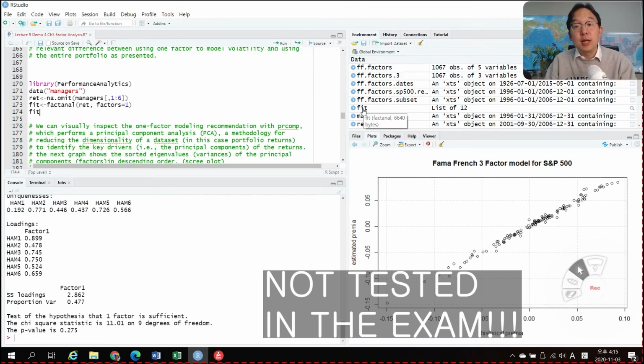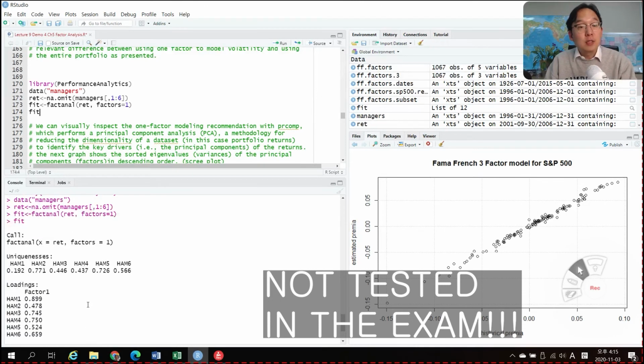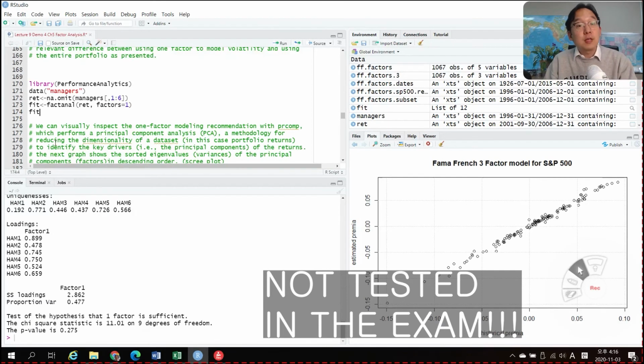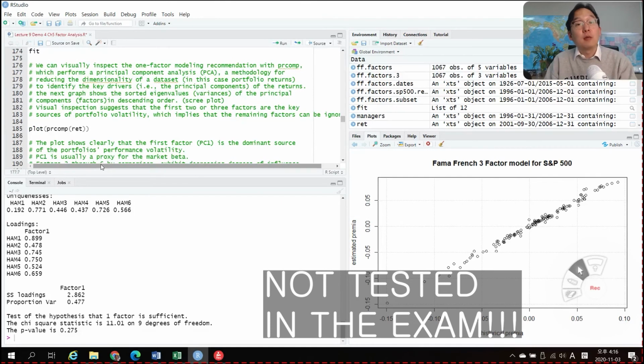Yeah, that's this guy, a list of 12 things, so that you see the factor analysis over here, right? Return factors, one factor that we specify, we want to summarize it into one factor over here. Uniqueness is shown over here. Loadings of each factor are shown. We visually inspect the one-factor model recommendation with prcomp, which performs a principal component analysis, PCA, a methodology for reducing the dimensionality of a data set.